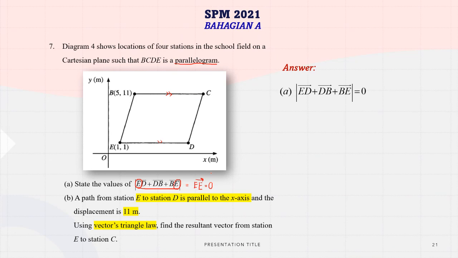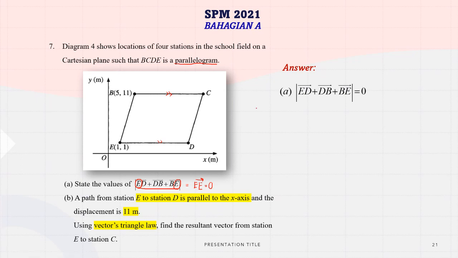Okay. Kita just tengok itu je, kita gunakan sama ada polygon law atau bukan parallelogram law. Polygon law or triangle law, depends so much on situation. So ED plus DB plus BE equals to 0. Okay, now kita pergi, we go to number 2. Question B.